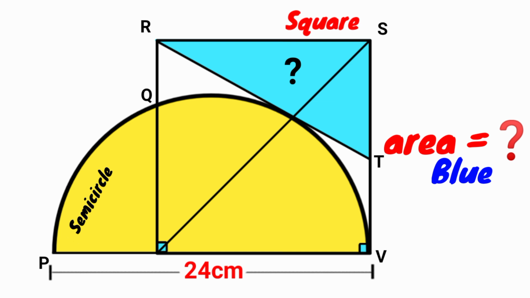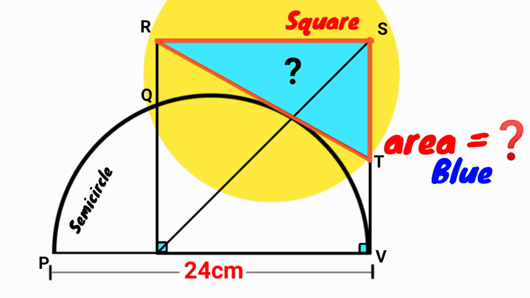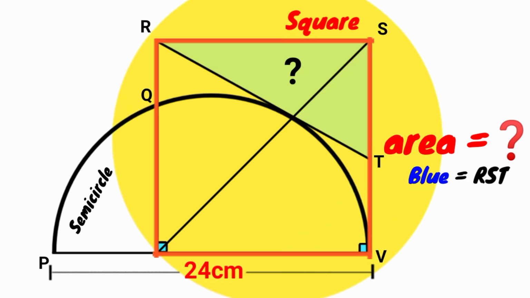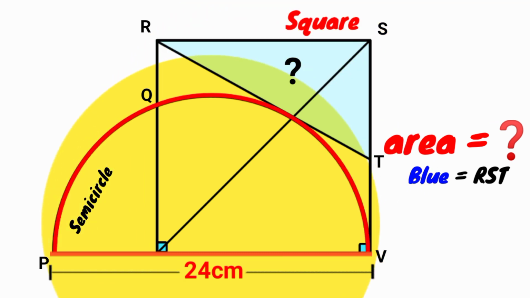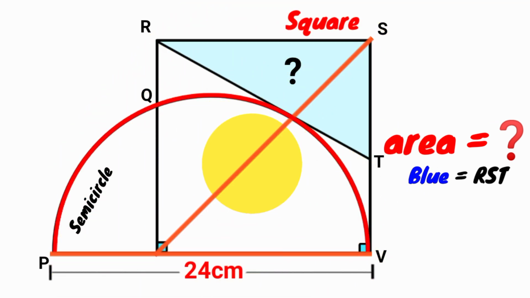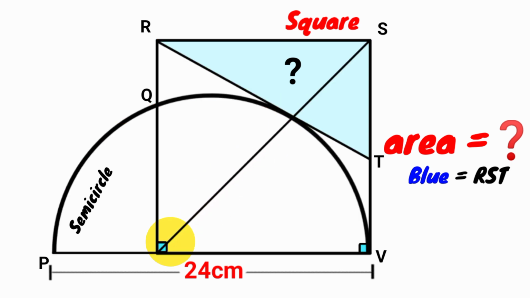We are to calculate the blue area, that is this triangle RST. We see this quadrilateral is a square-shaped quadrilateral and this is a semicircle. We see this line passes through this point, which is the point where line RT touched the semicircle. This here is a right angle and this is also a right angle. Line PV has its length to be 24 units.